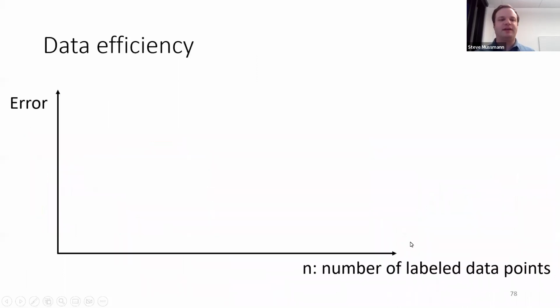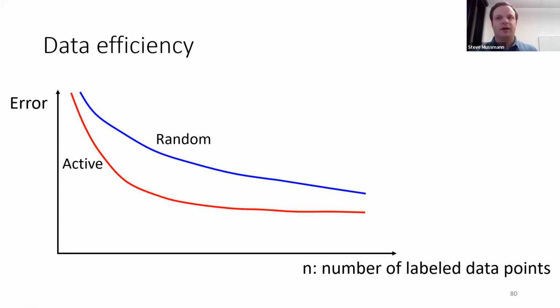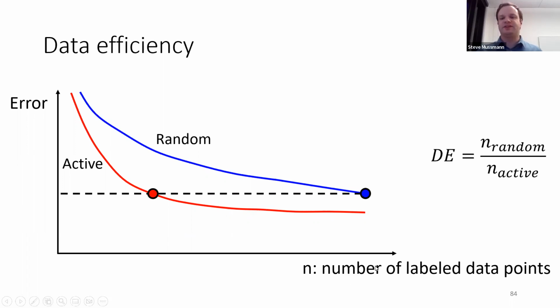And for this, we'll use the concept of data efficiency. If we have a random curve, error plotted as a function of the number of labeled data points, and some active learning algorithm, for a given performance level, like say an error in this case, you can compute the number of points it takes random to achieve this performance level, as well as the number of points it takes active to achieve this performance level. Take the ratio, and that's the data efficiency. In this case, the data efficiency is 3, because to achieve this performance level, active learning requires 3 times fewer data points than random sampling.